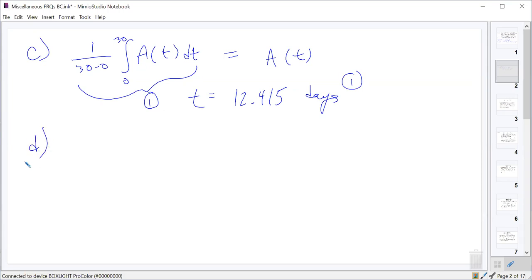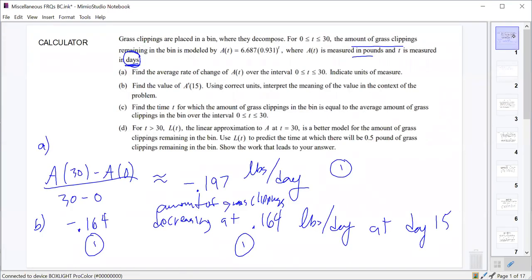Okay. All right, part D, what was I even asking? Oh, linear approximation. For t greater than 30, L of t, the linear approximation to A at t equals 30, is a better model for the amount of grass clippings in the bin. Use L of t to predict the time at which there will be a half a pound of grass clippings remaining in the bin. So first off, what's linearization? We have to use the derivative at t equals 30 to figure out the slope of this thing.